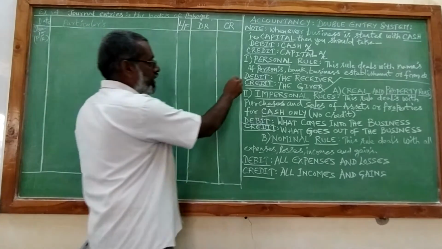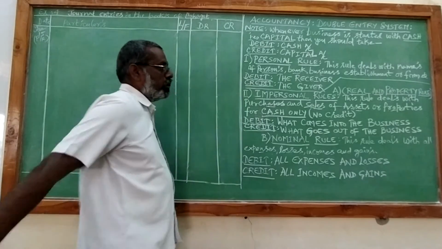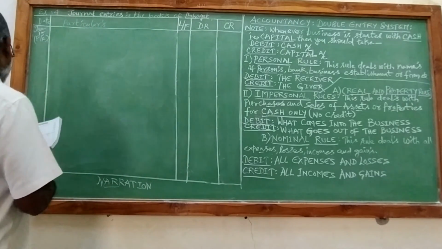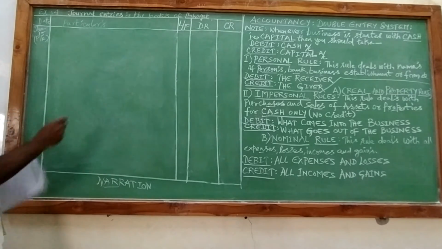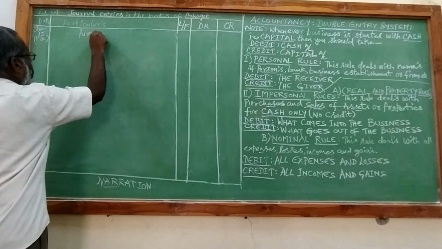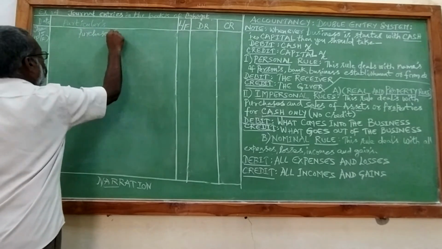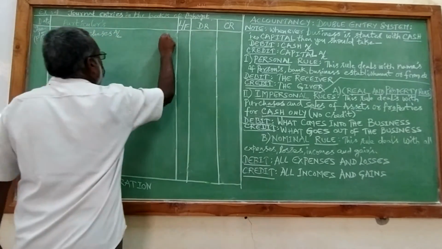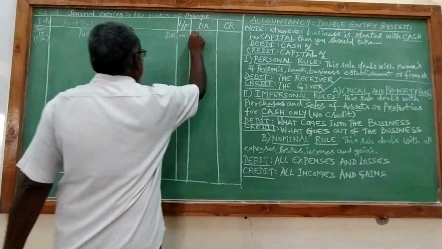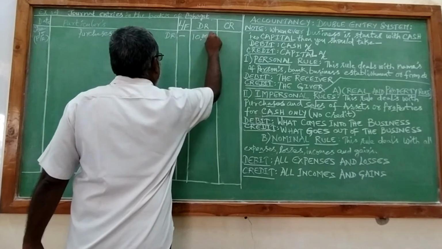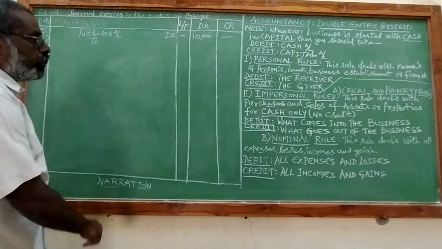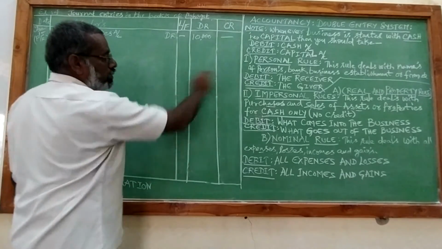The formula is debit the receiver, credit the giver. So what are we receiving? We are receiving goods from Mr. Nikhil, so that means in the form of purchases. That is 10,000. And who is the giver? Nikhil is the giver.